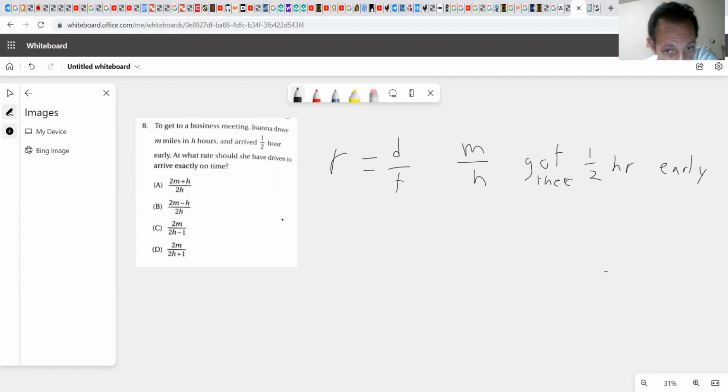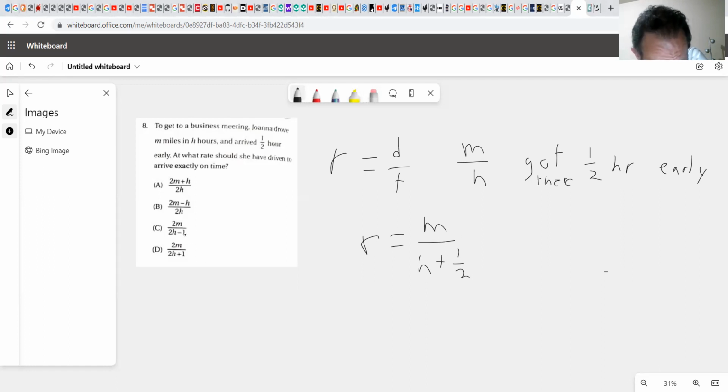So basically, if she were to get there on time, she would actually have an extra half hour, right? So to get there on time, it would just be a different rate, right? So she still has to go M, the distance, right? But now she has a half hour extra. So you take the h and you add a half, right? So we get this. So this is the rate that would be required for her to get there on time.